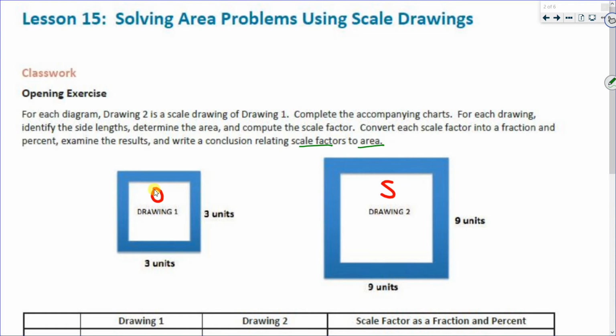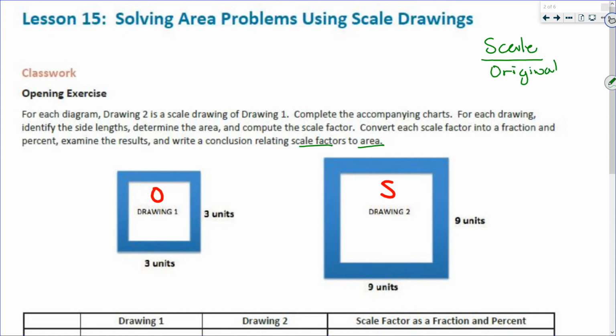So that means somehow, some way, the two have to be related. If this whole lesson is about solving area problems using scale, then scale factor has got to come into play somehow. Now, if you remember when we did our scale factors in Monday's lesson, scale factor is when you take the scale drawing and you divide it by the original.